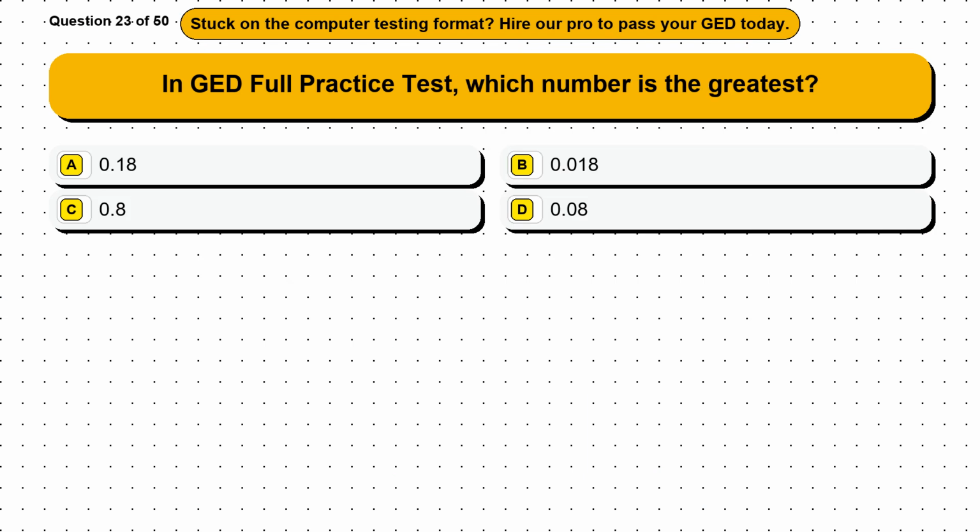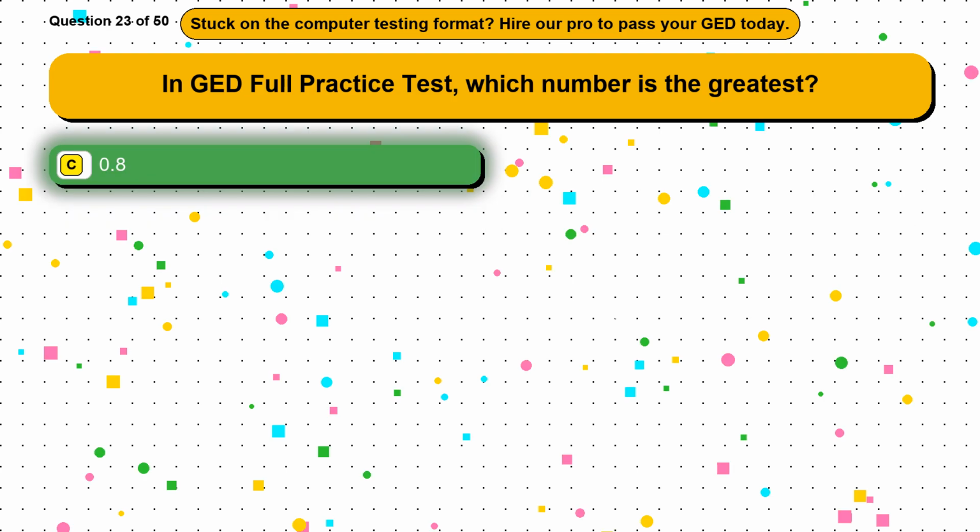Question 23. In GED Full Practice Test, which number is the greatest? Option A. 0.18. Option B. 0.018. Option C. 0.8. Option D. 0.08. The correct answer is option C. 0.8.